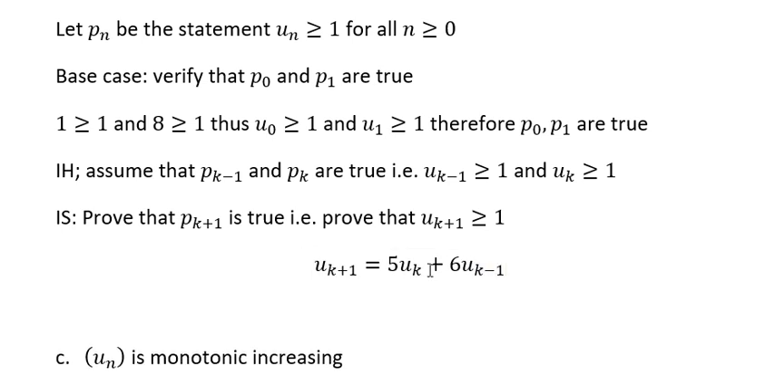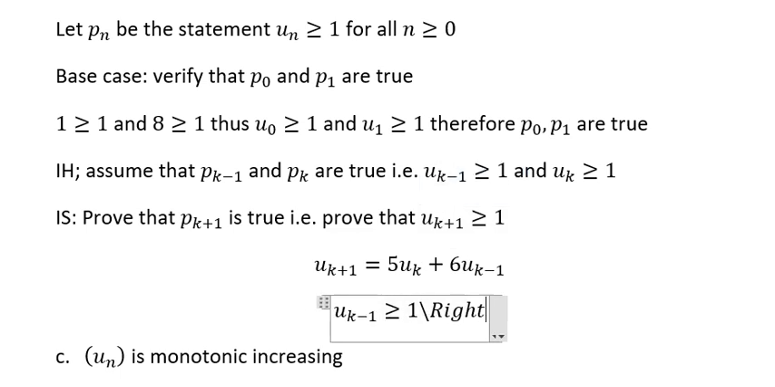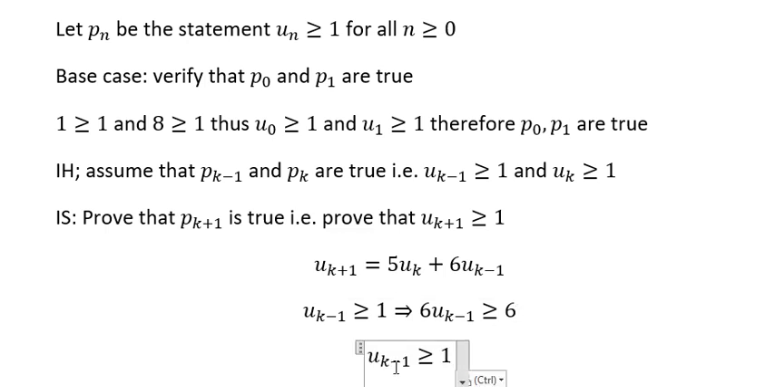Now I know that u_{k-1} is bigger or equal to 1. So let me just write down my hypothesis: u_{k-1} is bigger or equal to 1, which means that if I multiply both sides by 6, 6u_{k-1} will be bigger or equal to 6. Now I also know that u_k is bigger or equal to 1, which means that if I multiply both sides by 5, 5u_k will be bigger or equal to 5.